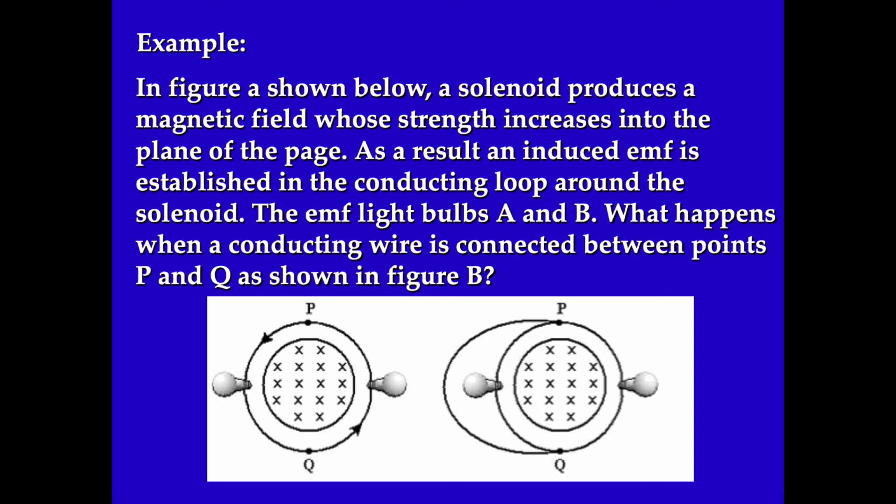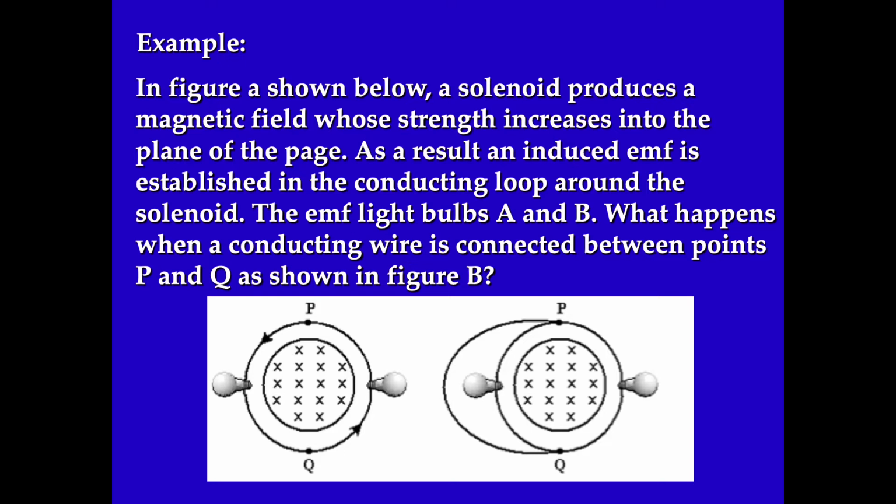So you have two light bulbs in a magnetic field. And the magnetic field is increasing into the board, or into the screen, however you want to say it. And as a result, if the magnetic field is changing rapidly enough, both light bulbs will go on. Okay, and this field is due to a solenoid.